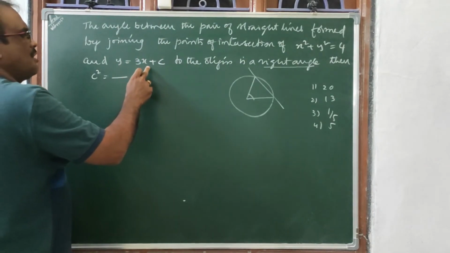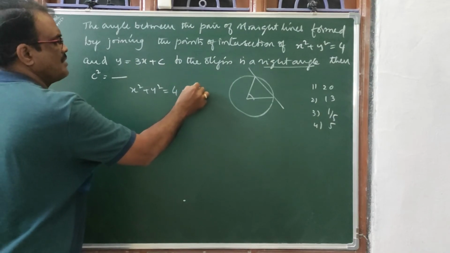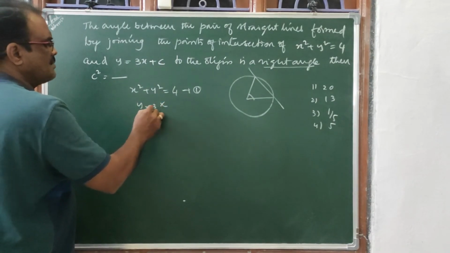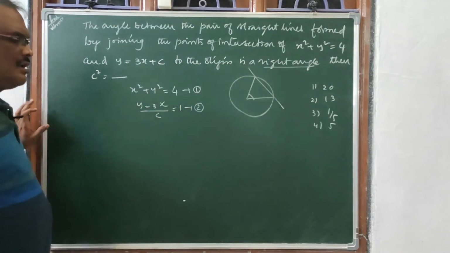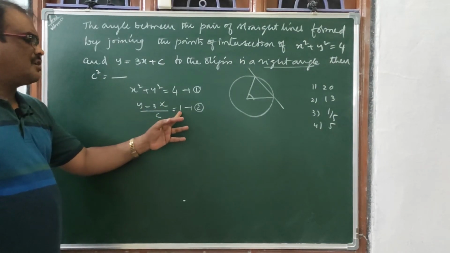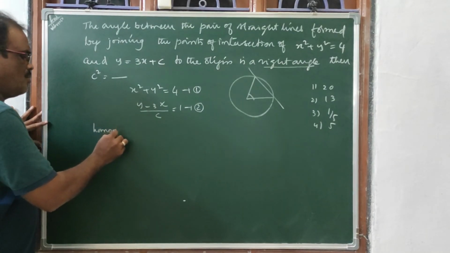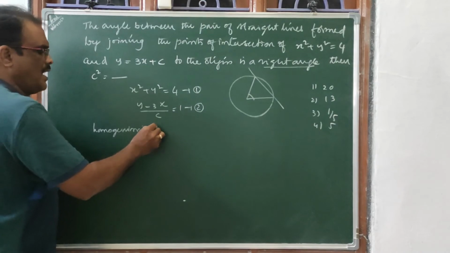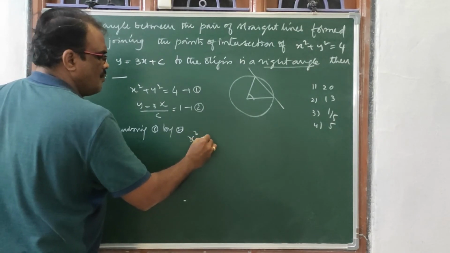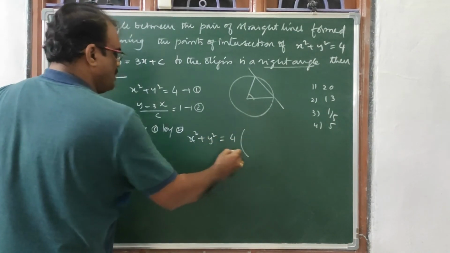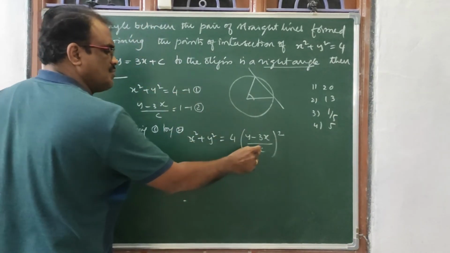That means homogenization. So what we have to write? First, the curve x square plus y square is equal to 4, equation 1. The line, (y minus 3x) by c is equal to 1, equation 2. We have to write the line by dividing by the constant to make the RHS as 1. Homogenizing 1 by 2, we get x square plus y square is equal to 4 into (y minus 3x) by c whole square. That means 4 into 1 square we have to write.